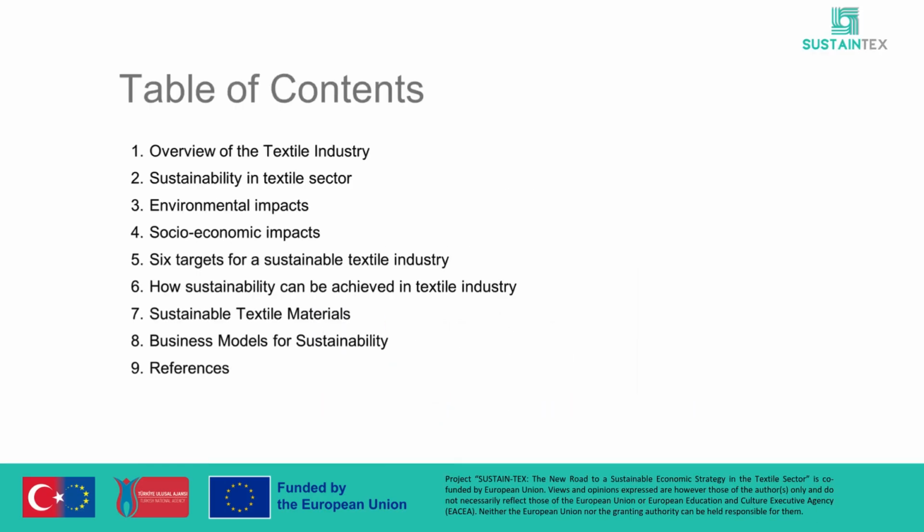In this unit, we will go through the topics of the overview of the textile industry, of sustainability in textile sector, of environmental impacts, of socioeconomic impacts, of the 6 targets for a sustainable textile industry, of how sustainability can be achieved in textile industry, of sustainable textile materials, and of business models for sustainability.